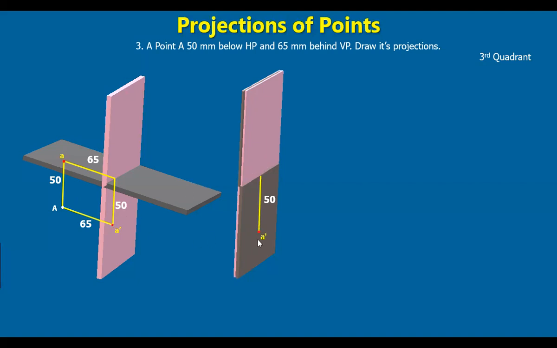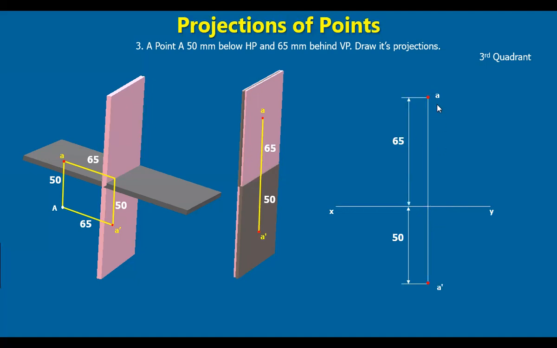Now the front view is marked at 50 mm below the reference line. Top view marked at 65 mm above the reference line. Represent this on a two-dimensional paper. X, Y, right? Below, this is 50 mm, that is A dash. So here 50 mm, and this is 65 mm from the reference line, and it is the top view. Okay, so here if you see, for point A the front view is below, the top view is above.